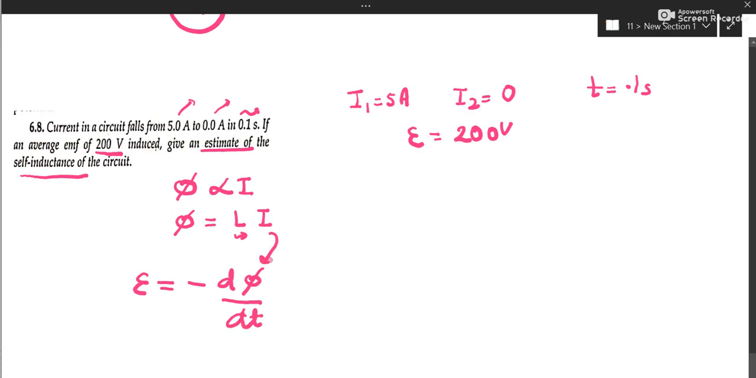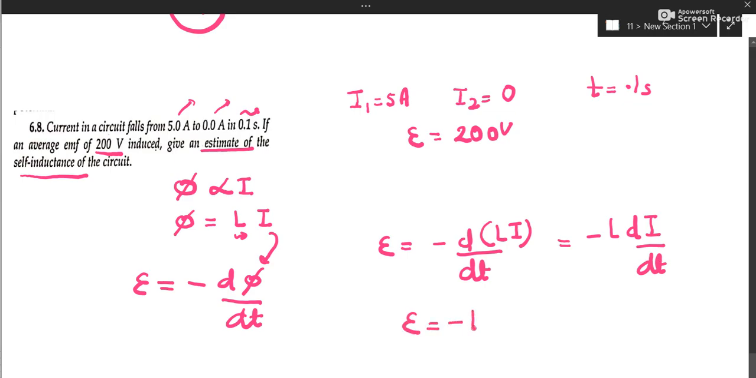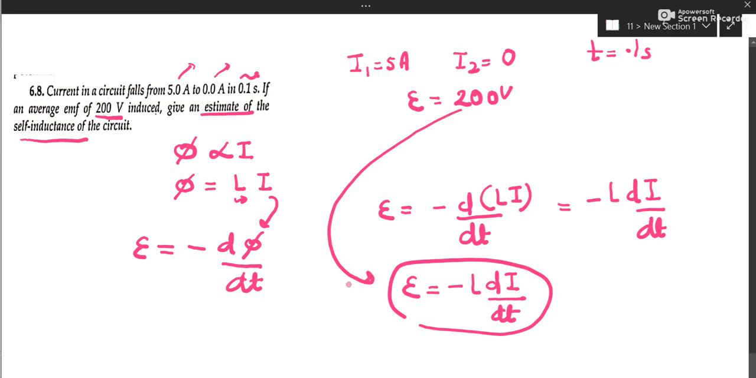Let us substitute the value of phi here. So EMF is equal to minus d by dt and phi is Li. Let us take L out. It's di by dt. So the final formula that we have is EMF is equal to minus L di by dt. You could have started from here also. If somebody knows the formula, you can start. So EMF is this. L is to be found. Change in current you can find out. Bigger minus smaller, or final minus initial, that is okay. And time is given. Substitute here. That's all to find out self-inductance in Henry.